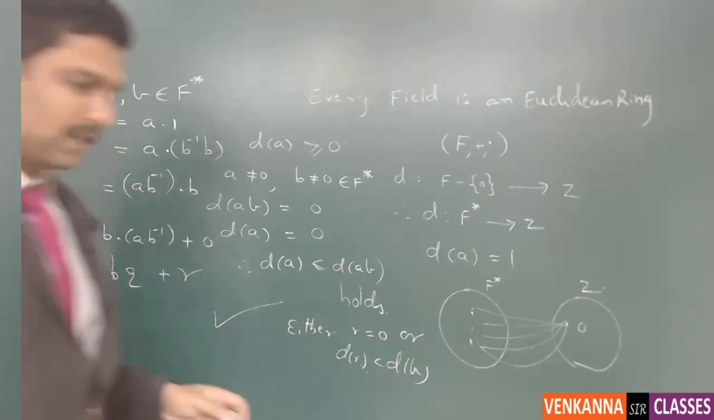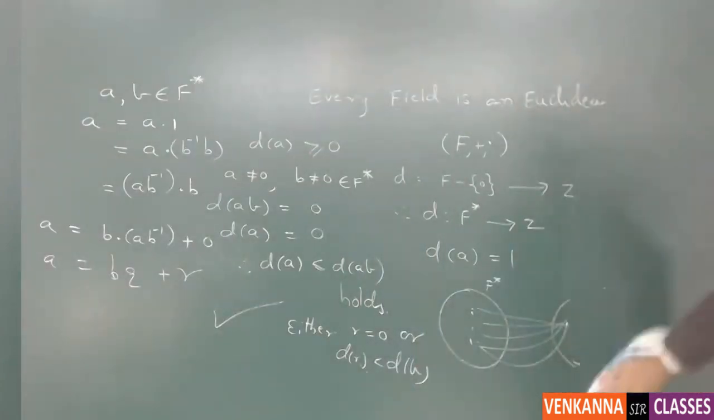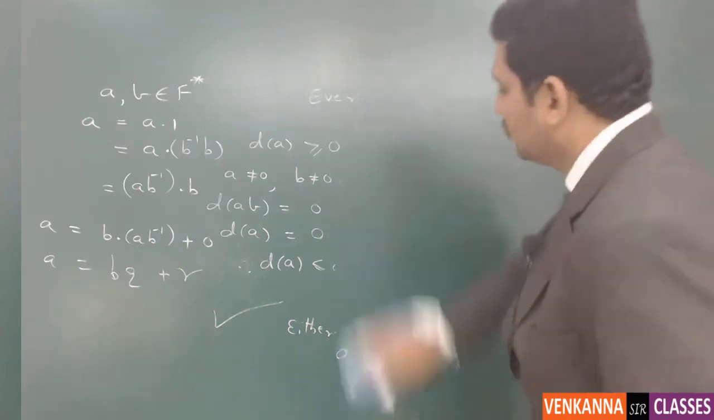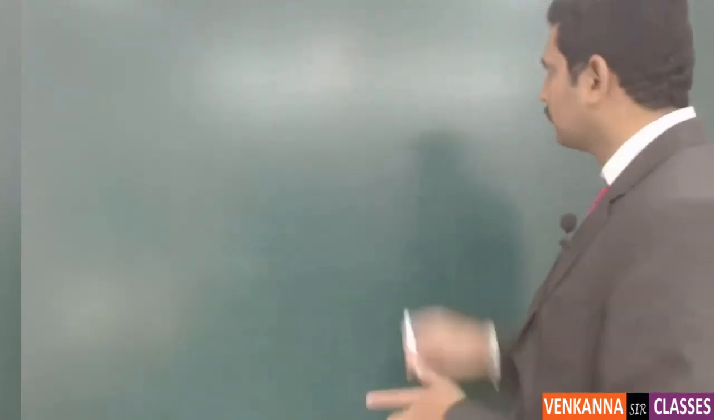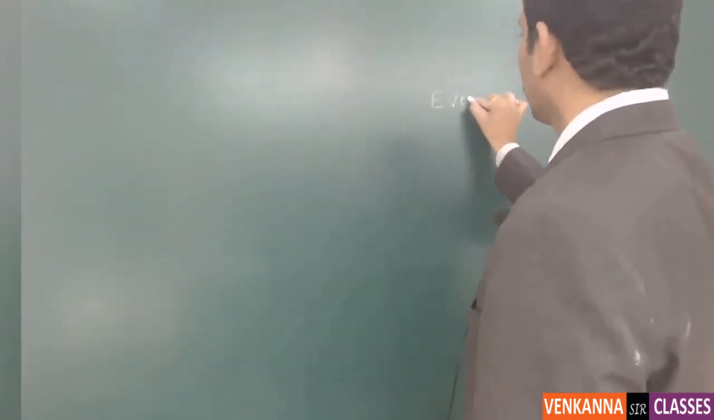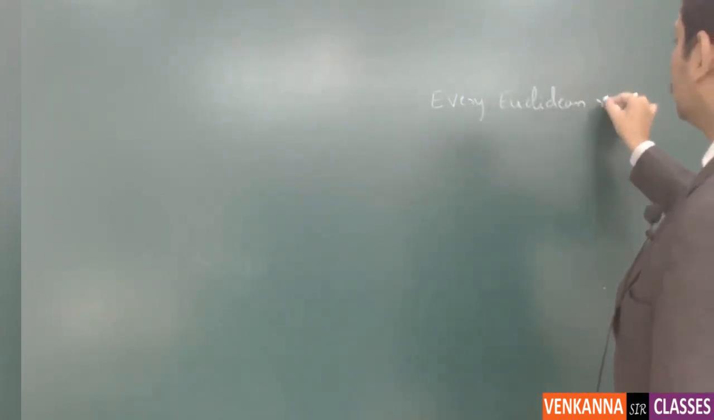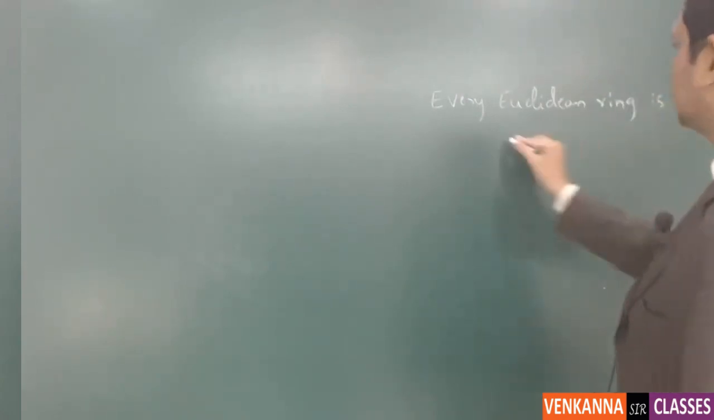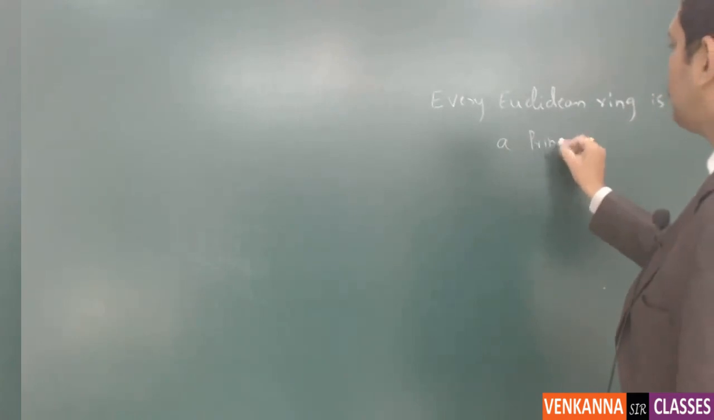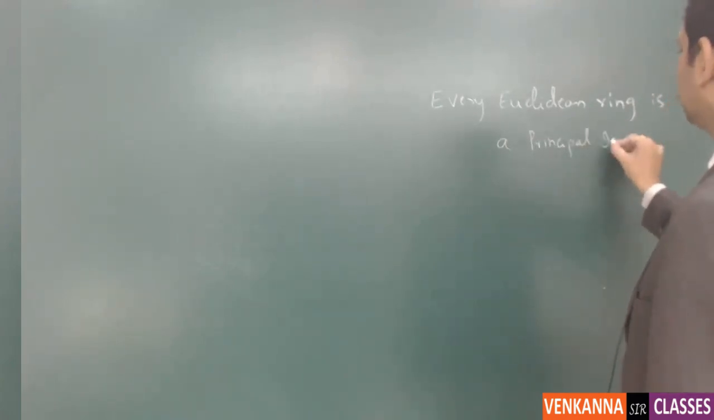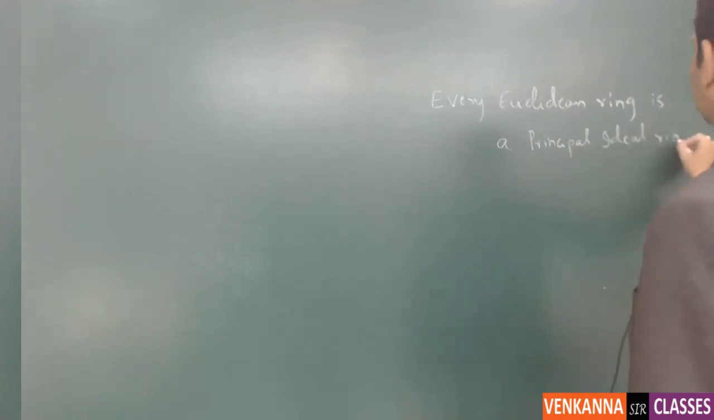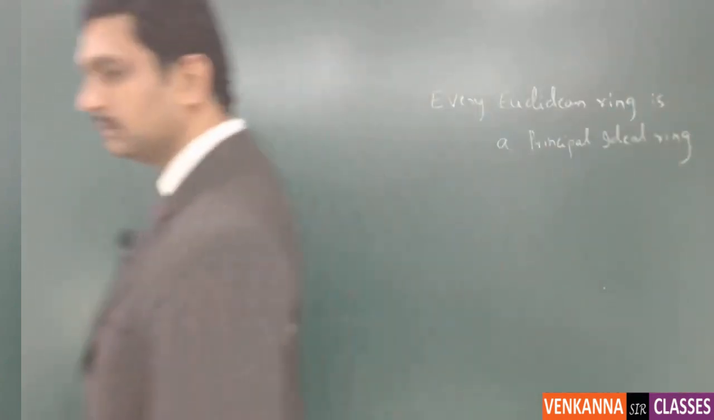So one more interesting property is, however, every Euclidean ring is a principal ideal ring.